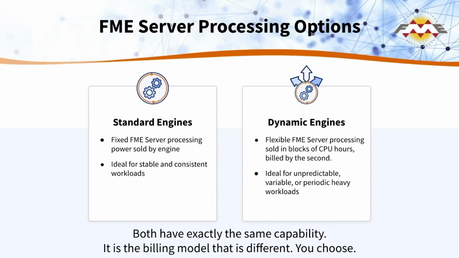It's billed to the second, and in this case, you can spin up or down as many different engines as you need, and it depends on how much work that's getting done is the key. Also, they both have exactly the same capability. We often get that question, do dynamic engines have less capability than standard engines? And the answer is no, they're exactly the same. It's only the billing model that is different, giving you the choice.